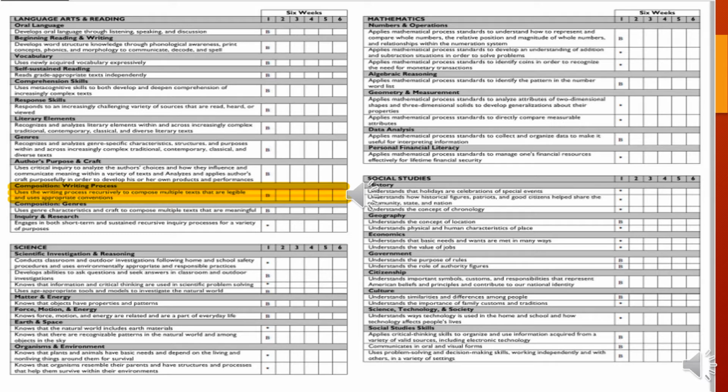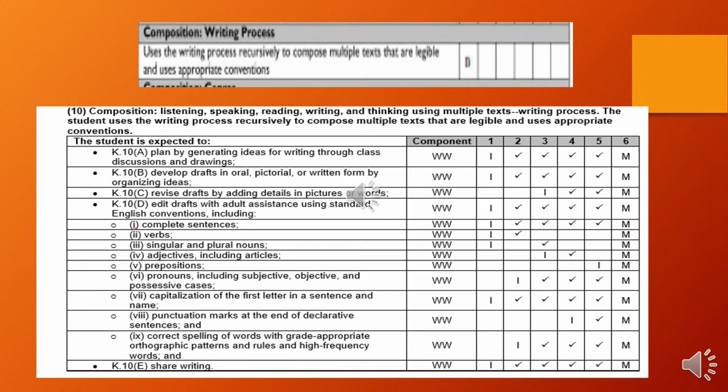I am going to take a more in-depth look at that composition writing process to explain more or less what the teachers are looking at as a score. You will see as parents just one statement, but I want to show you what is incorporated into that one skill statement. So if you can go on to the next slide and I will go more in depth.